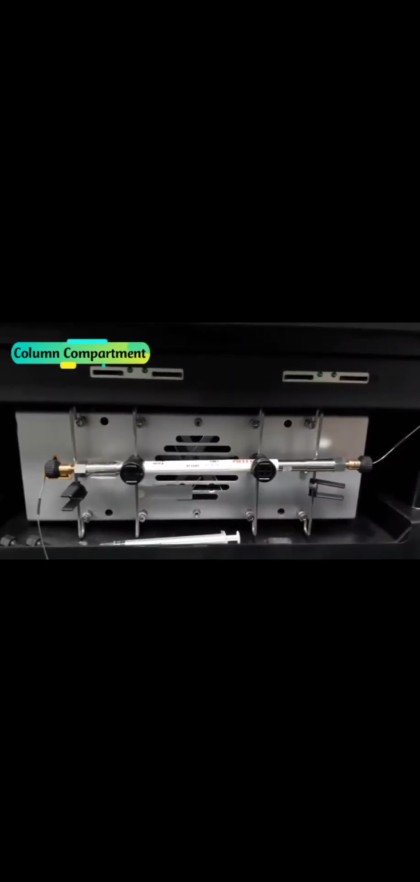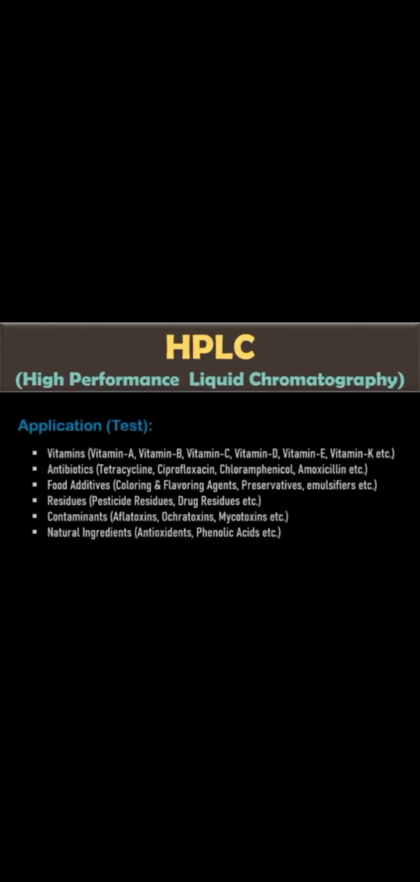HPLC is also used in determining the active ingredients in antibiotics such as tetracycline, ciprofloxacin, chloramphenicol, and various antibiotics. Also, HPLC is used in food additive analysis such as determining the coloring, the flavor, and preservatives used in various food products. HPLC is also used to check the pesticide or drug residues in foods and other products. It is also used to check food contaminants such as aflatoxins and other components in foods, like anti-nutrients.